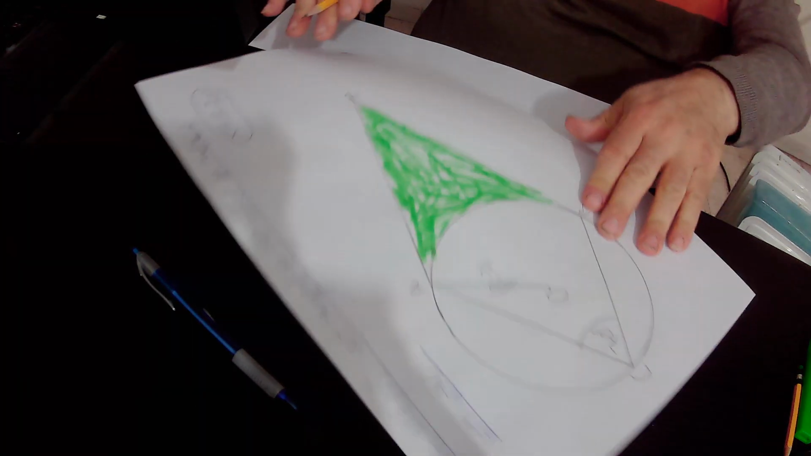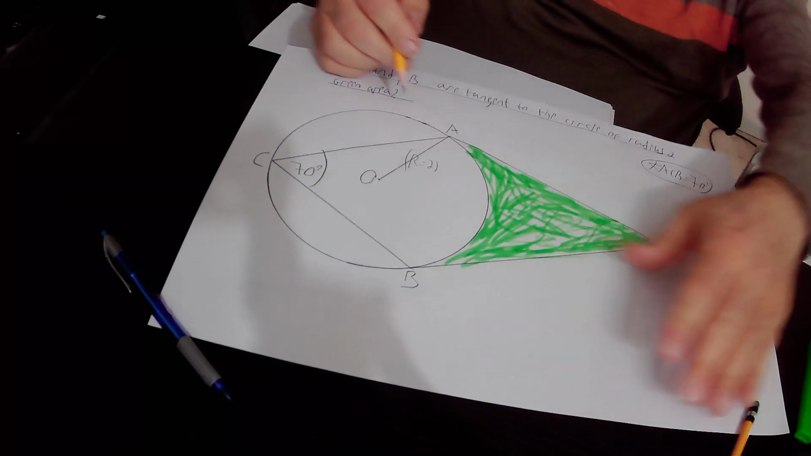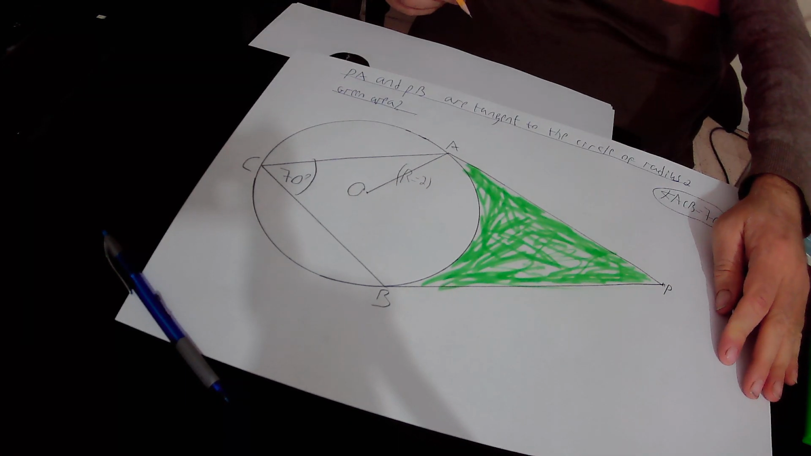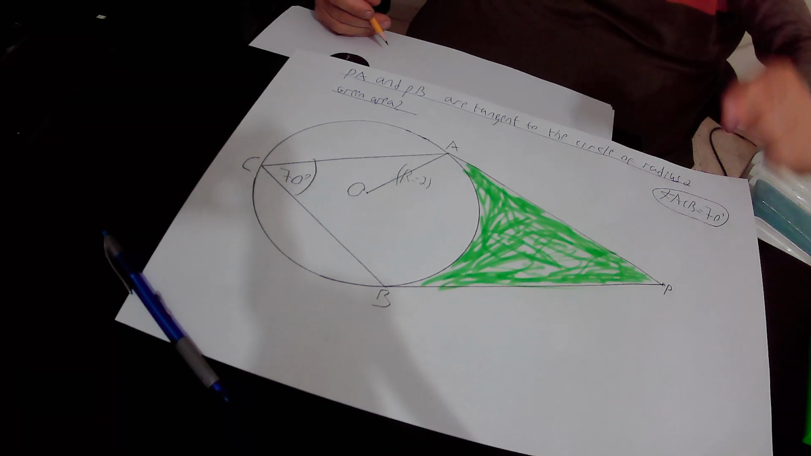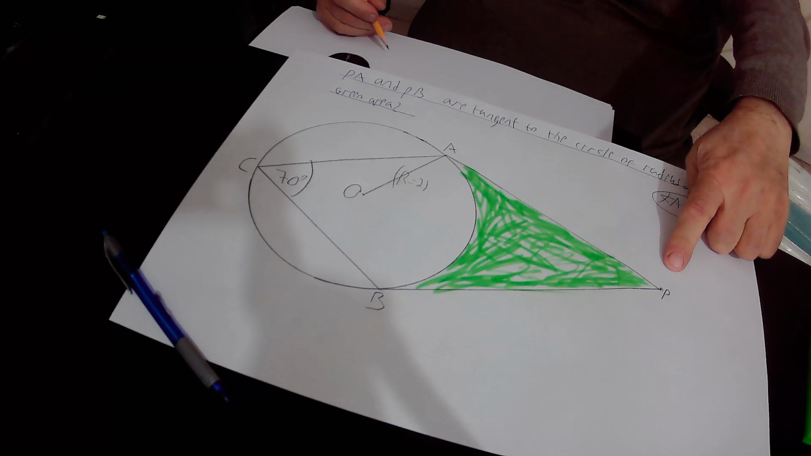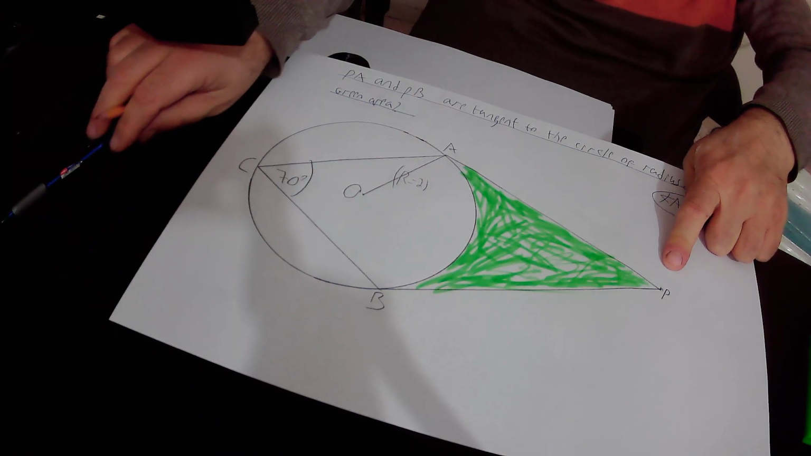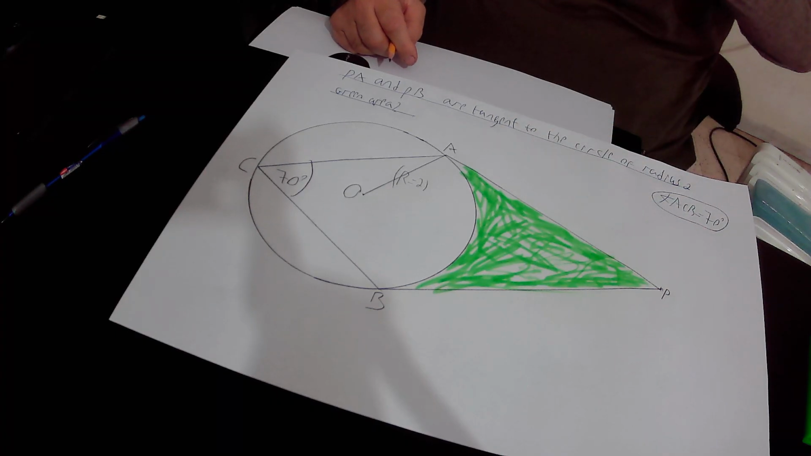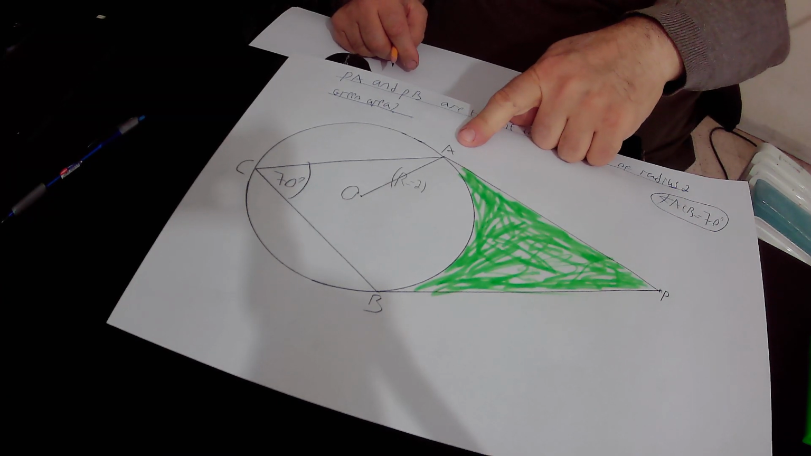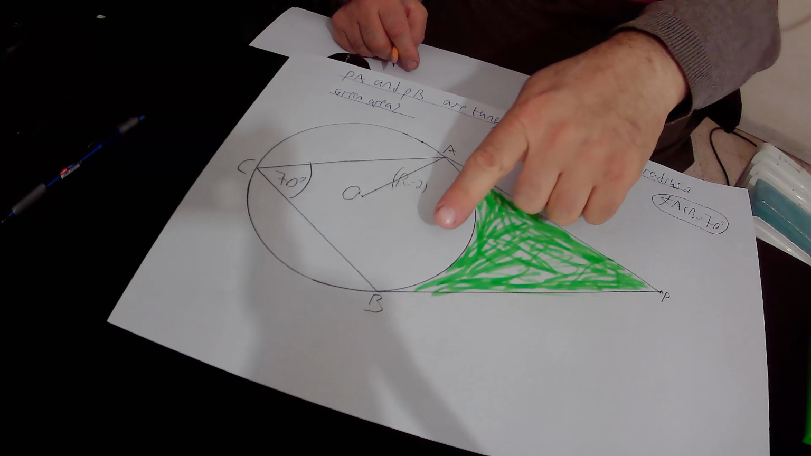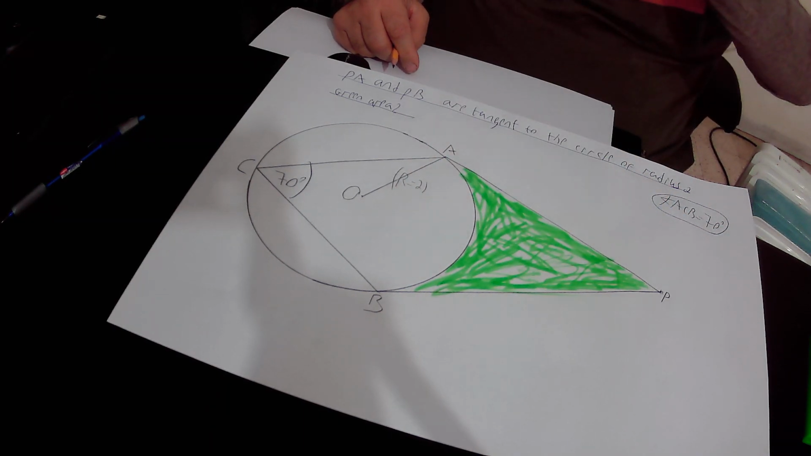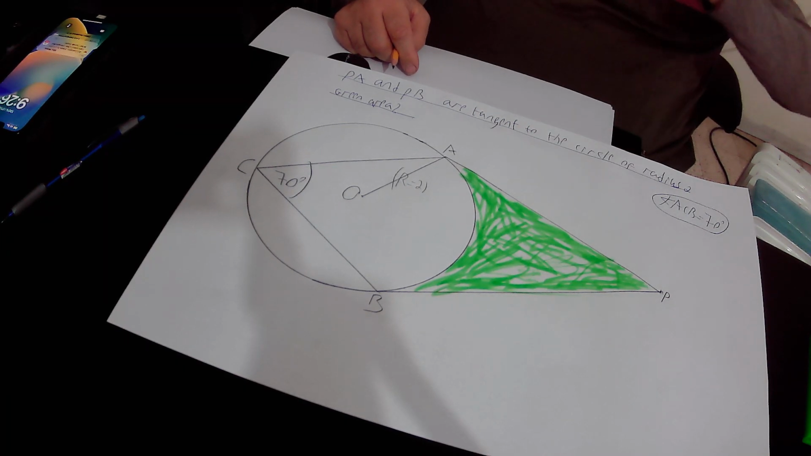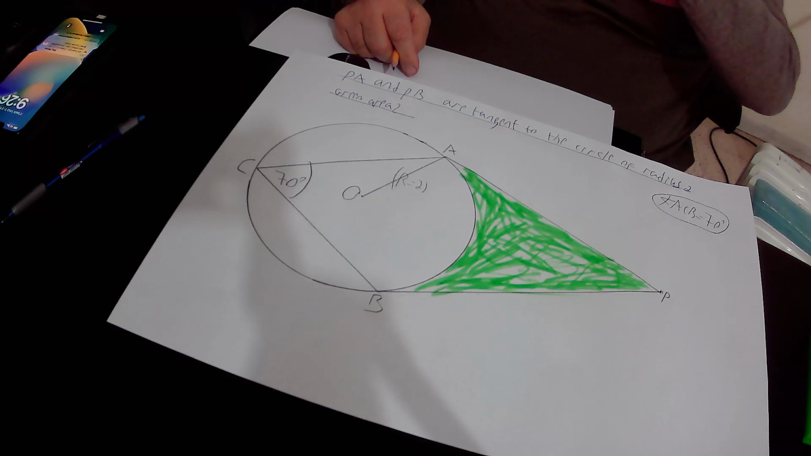Inside this circle we have the peripheral angle ACB that is equal to 70 degrees. We also have the common extreme point P. From the common extreme point P, we have two tangents to this circle: tangent PA, that is tangent to this circle at point A, and tangent PB, that is tangent to this circle at point B. Our mission is to find out the area of this green shape. Okay.